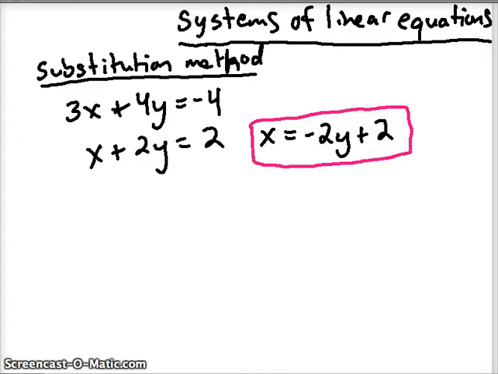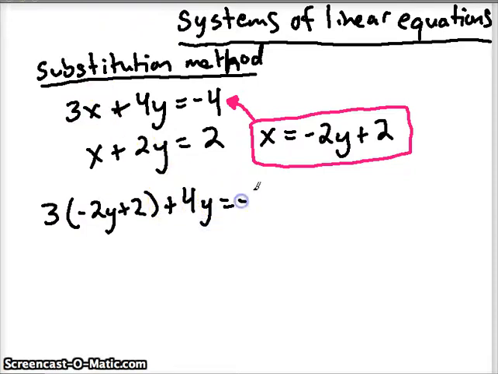We're going to use it, and what we're going to do is substitute it into the other equation that we did not use to get this with. So we got to use this top equation. So instead of 3 times x, I'm now going to say 3 times what x is, right here, what we solved x to be. So -2y plus 2 instead of x. Rewrite everything else, and we're going to solve now for y.